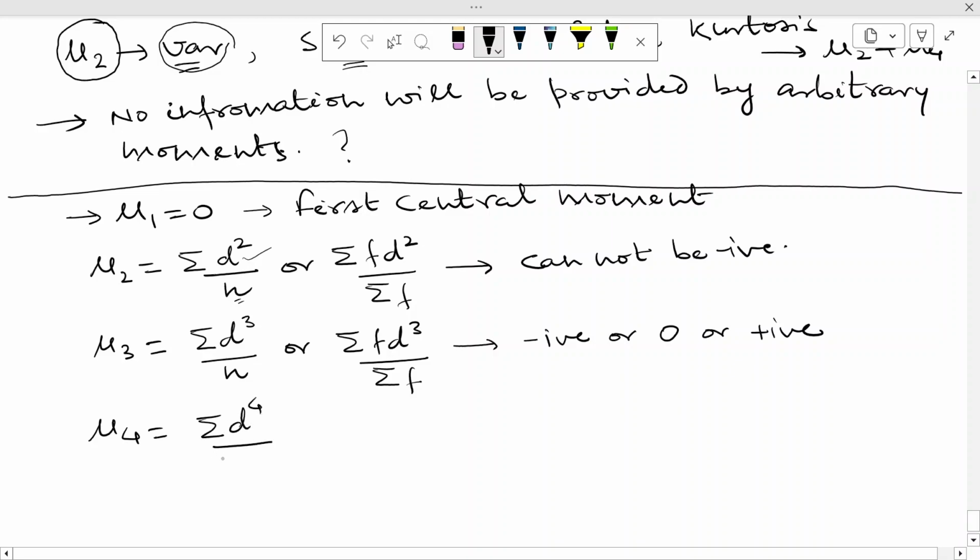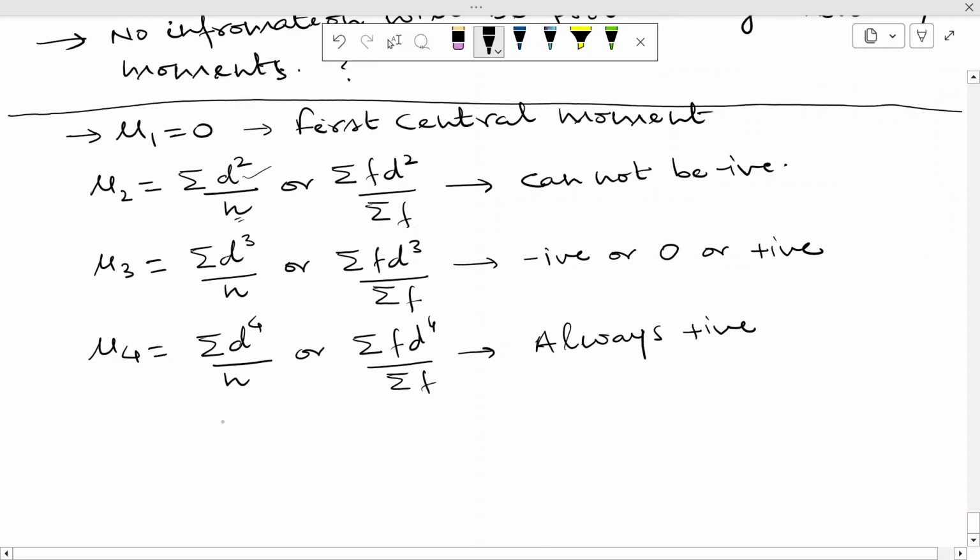While mu4 is simply defined as summation d4 over n, or you can say summation f d4 over summation f. So this is always positive, or you can say that it cannot be negative, or you can directly write it as always positive. Okay, so this fourth moment is always positive.